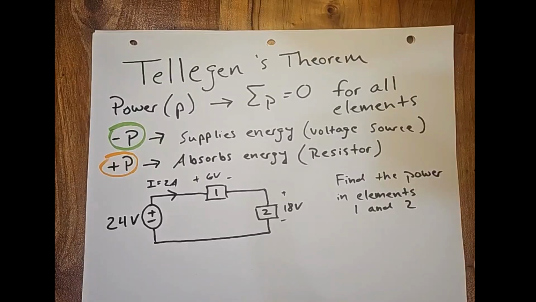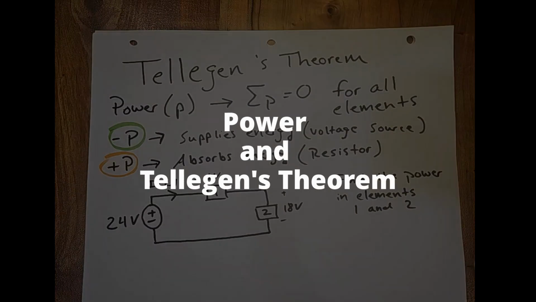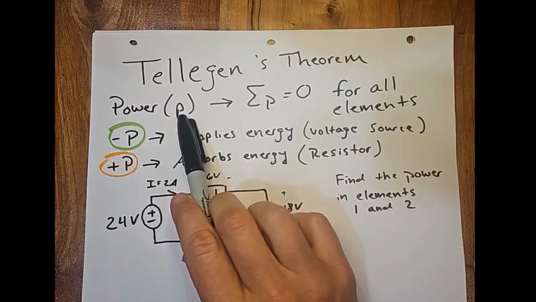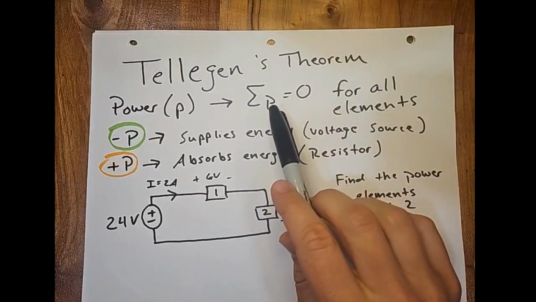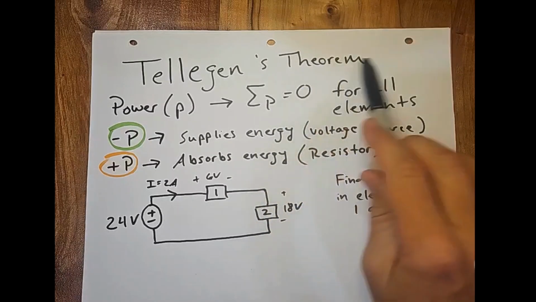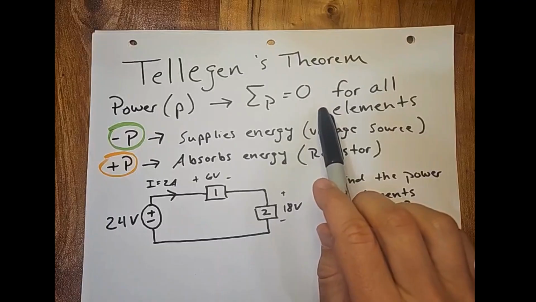All right, so for this lesson, we're going to go over Tellegen's theorem. Tellegen's theorem is pretty simple for circuits. All it's saying is that, take what I've written here, power represented by P, and the elements for all the power, if you add them together, so sum of P, is always going to equal 0. And that's for all the elements in any circuit.